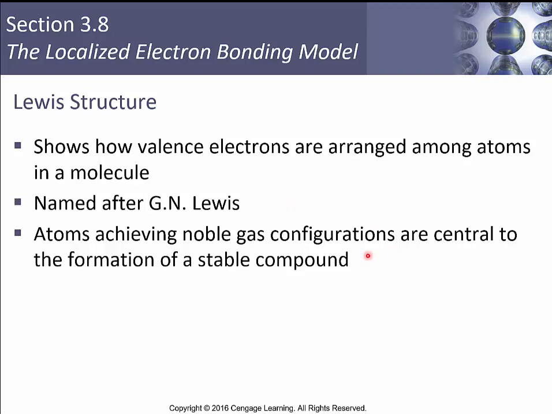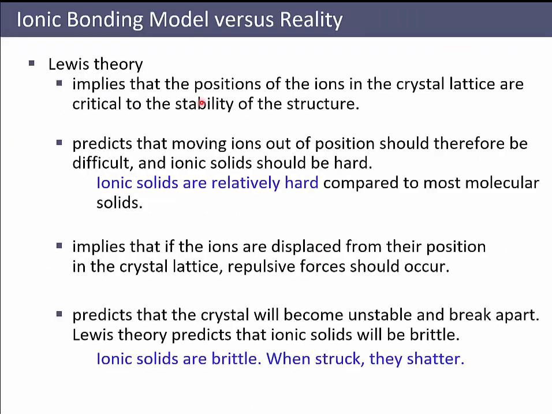Lewis theory implies that the positions of the ions in a crystal lattice are critical to the stability of the structure. It's going to predict that moving ions out of position should therefore be difficult, and ionic solids should be hard. Ionic solids are relatively hard compared to most molecular solids. It implies that if the ions are displaced from their position in the crystal lattice, repulsive forces should occur. And it predicts that the crystal will become unstable and break apart if you do manage to dislocate them.